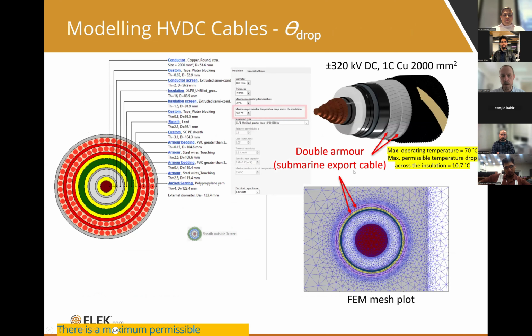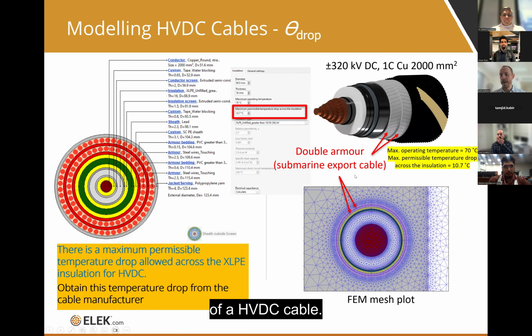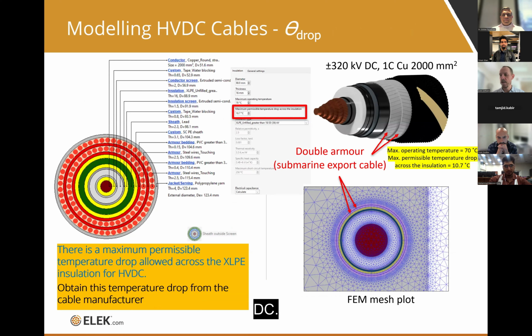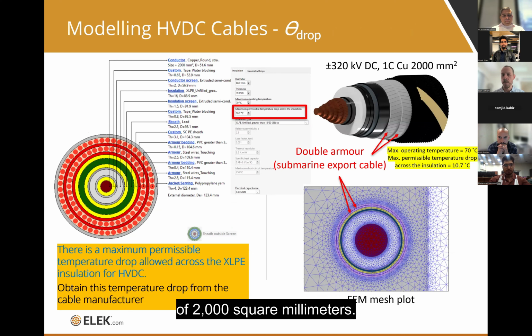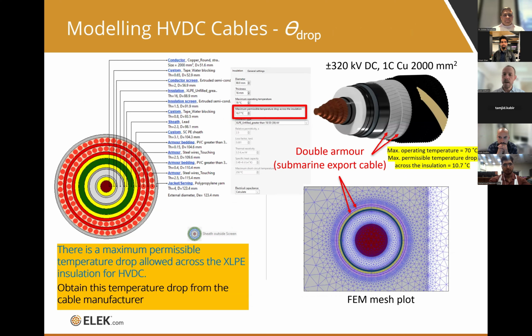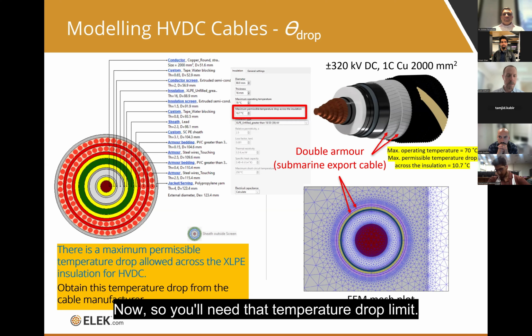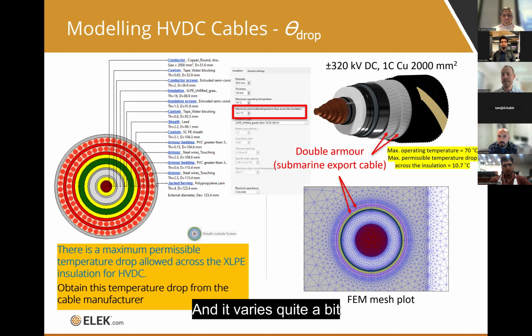Here's an example model of an HVDC cable. It has a double armor layer. It's a submarine export cable rated at 320 kV DC. It's a single core cable with a copper conductor of 2000 square millimeters. Importantly, what you also need is a maximum permissible temperature drop across the insulation if you're going to properly rate this HVDC cable. You'll need that temperature drop limit, and it varies quite a bit.